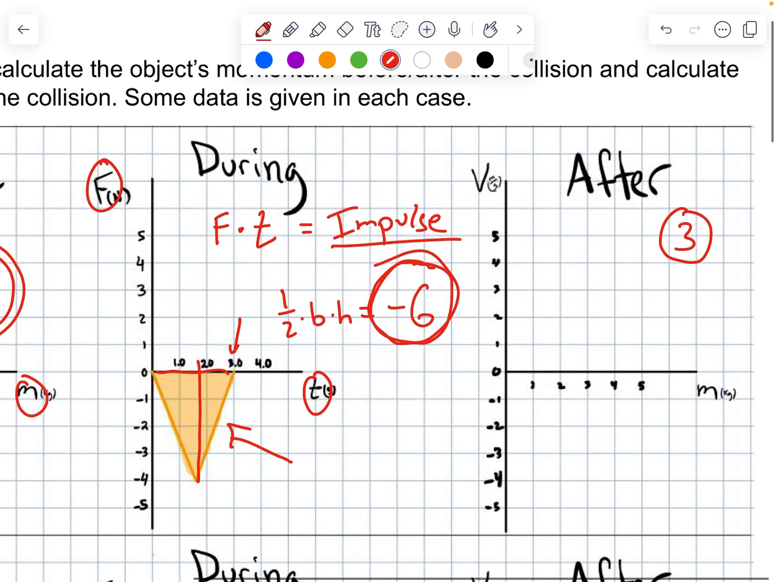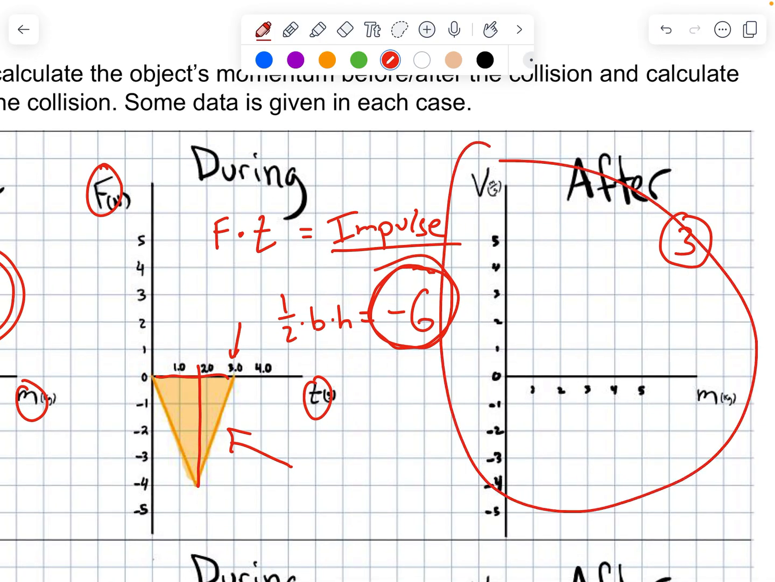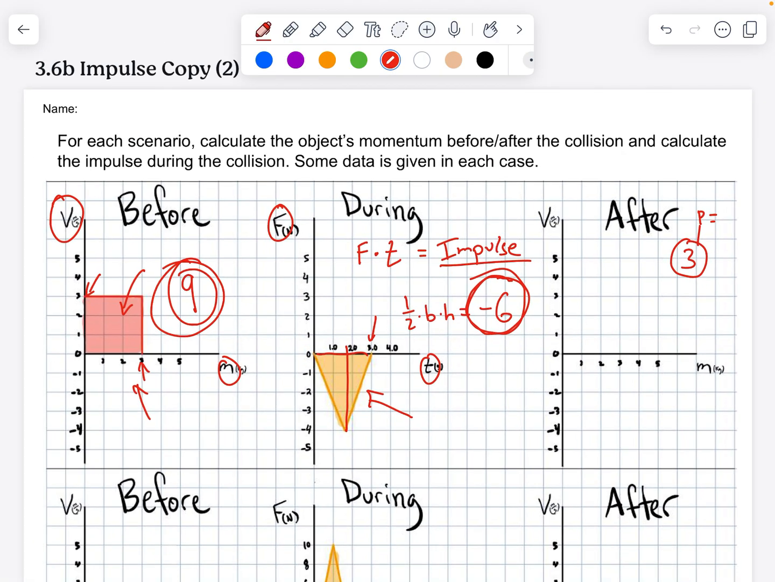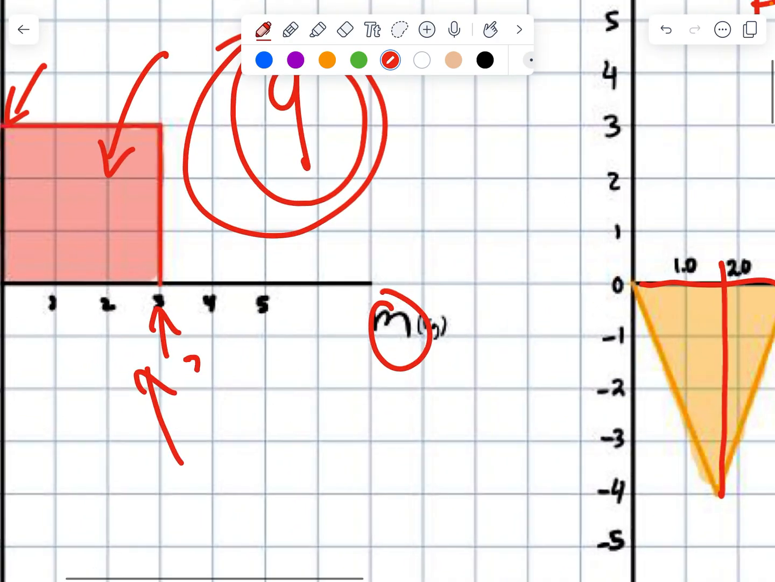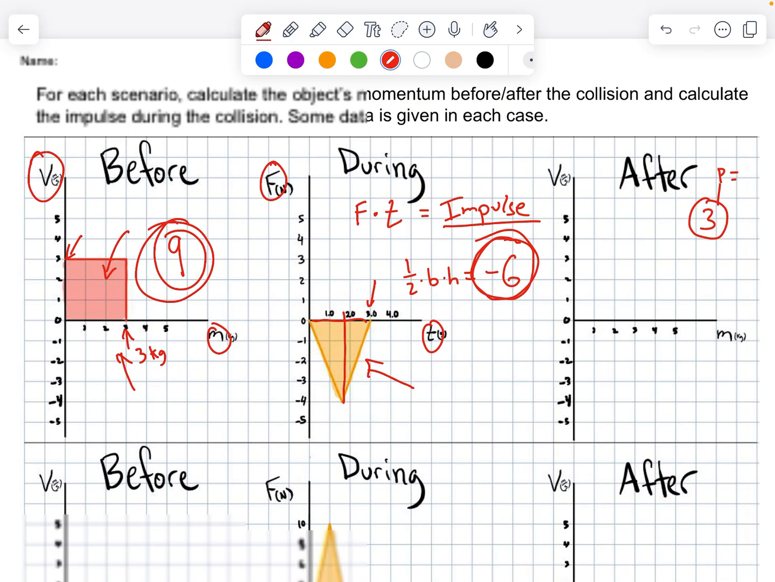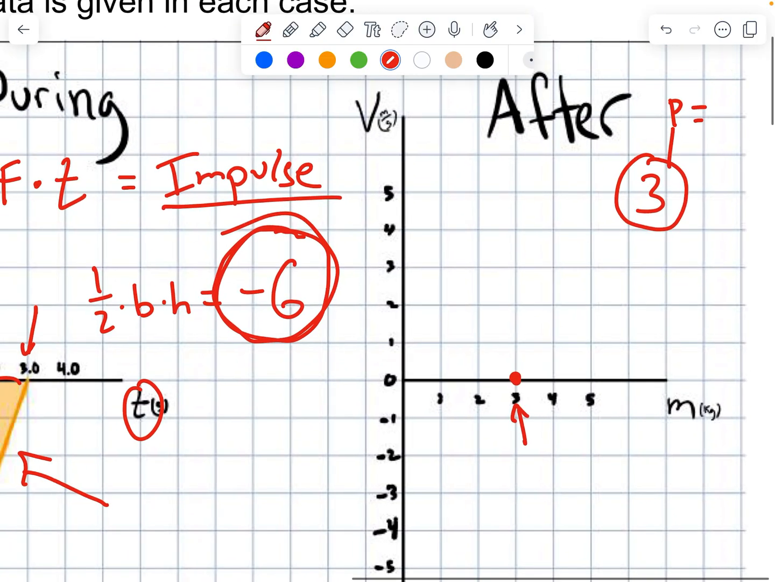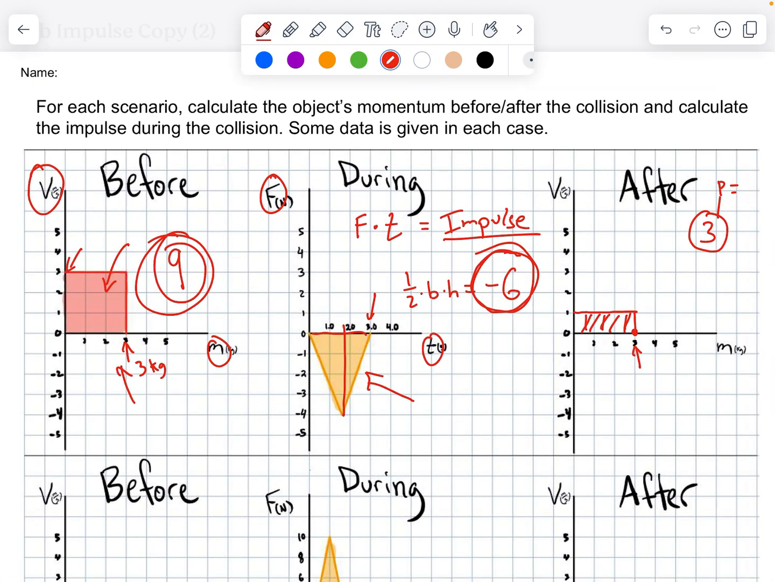So we need to create a chart or a graph that has an area of 3 or a momentum. The momentum's got to be 3 kilograms meters per second. Well, remember that this object, it was 3 kilograms in mass. And for these problems, we're going to assume that the mass does not change. So it should still have 3 kilograms of mass. That means that I'm going to give it a velocity of 1 so that the area is 1, 2, 3 kilograms meters per second. And so that's how you do these.